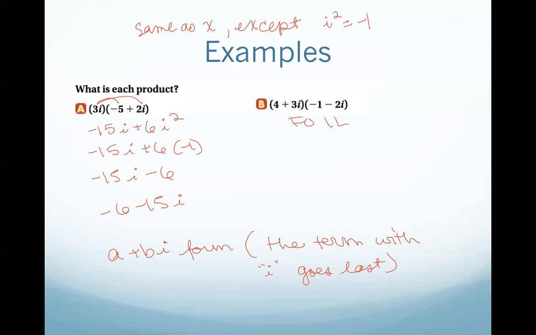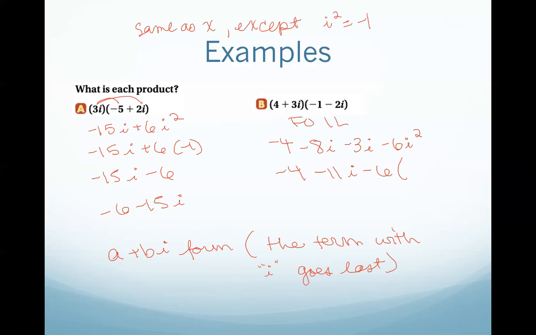Distribute our terms. 4 times negative 1 is negative 4. 4 times negative 2i is negative 8i. 3i times negative 1 is negative 3i. 3i times negative 2i is minus 6i squared. Combine my like terms. Negative 8 minus 3 is negative 11i, minus 6, and there's that i squared.